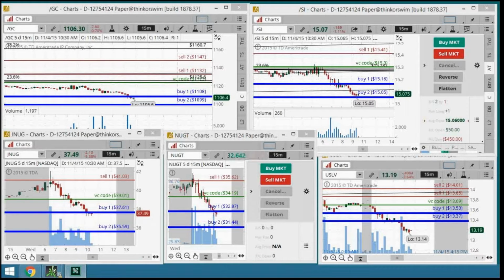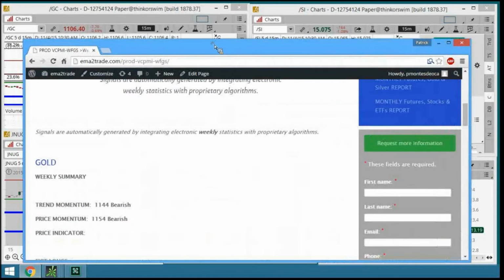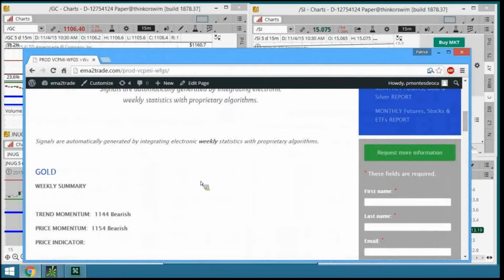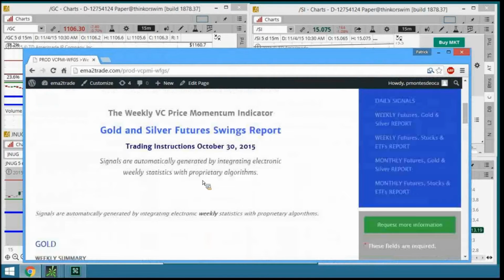What I would like to do on this segment, once again, is simply take a look at the process that I follow here in the trading room as it relates to the application of the intelligence that we publish every Saturday.